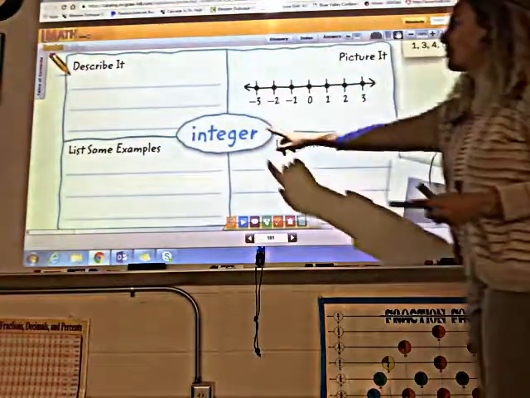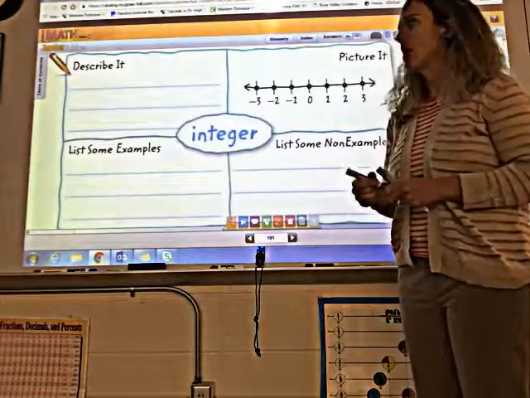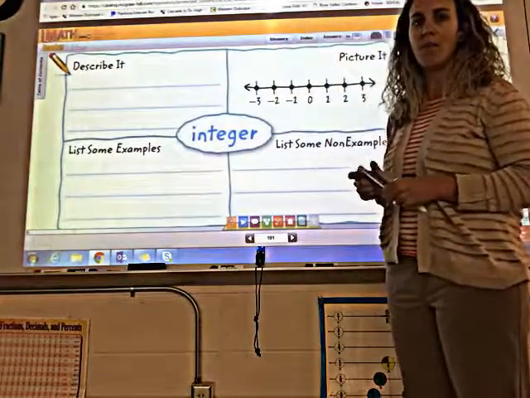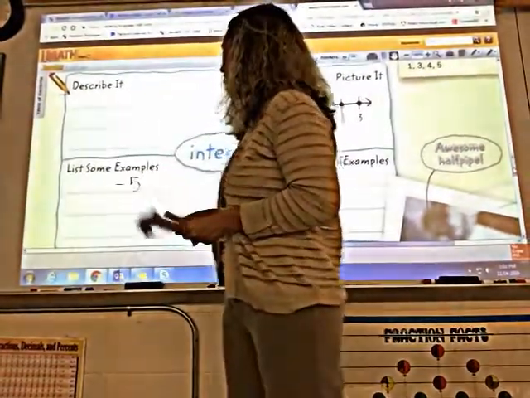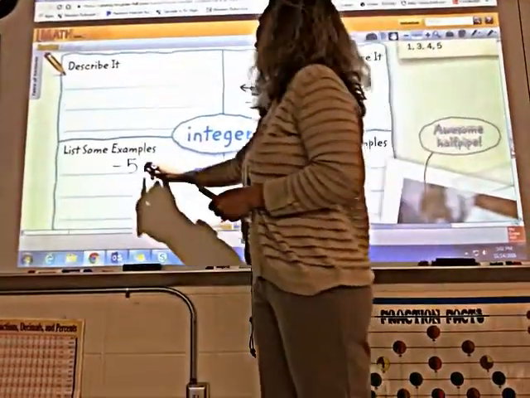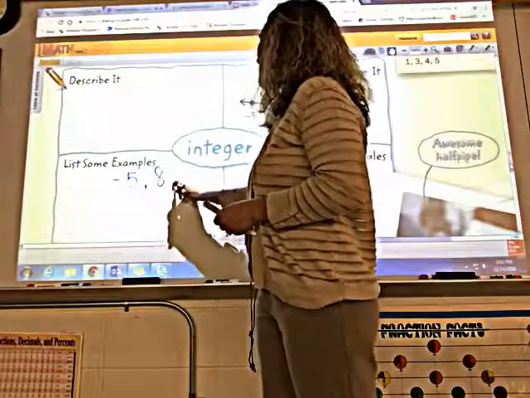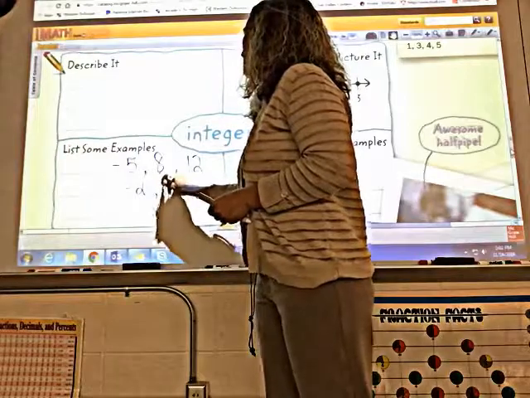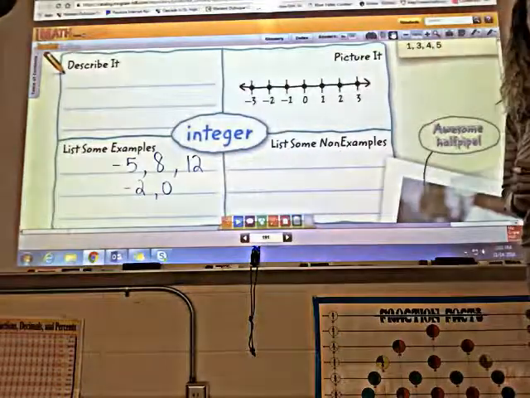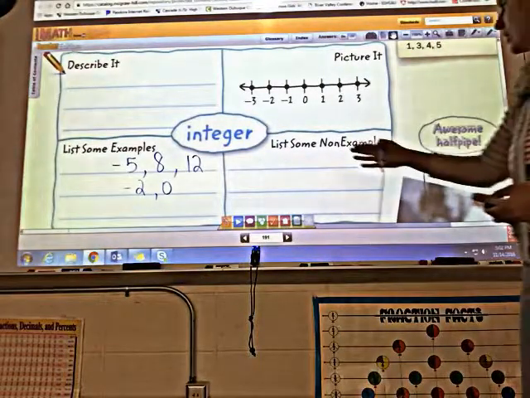Examples of integers that you might see: again, if you think about the examples at the top that they had given you, but some examples you may write down. Again, you could have a negative 5, a positive 8, a positive 12, a negative 2, 0. Those would all be examples of integers.